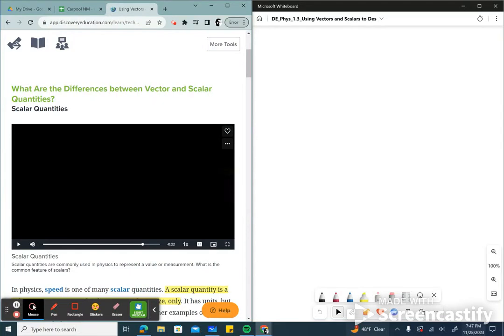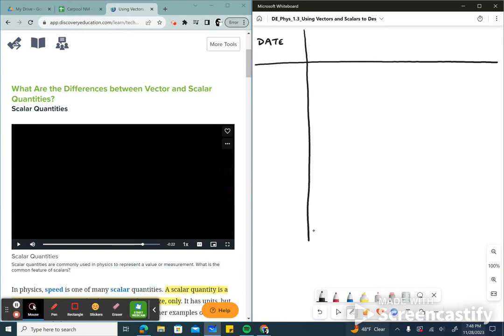Okay, let's jump right in here and draw our lines for your Cornell notes. Go ahead and write the date up in the top left corner. The date that I'm making these notes right now is November 28th, but it might be a different day for you.